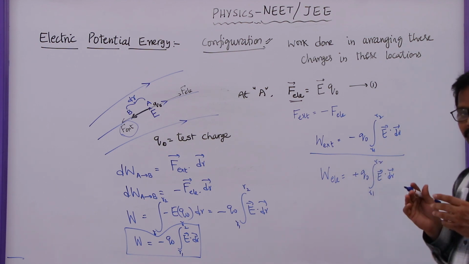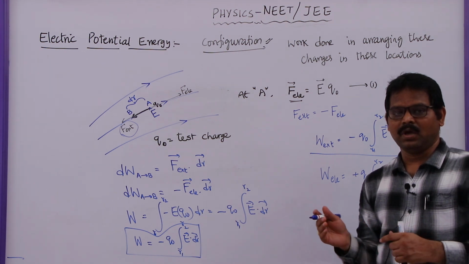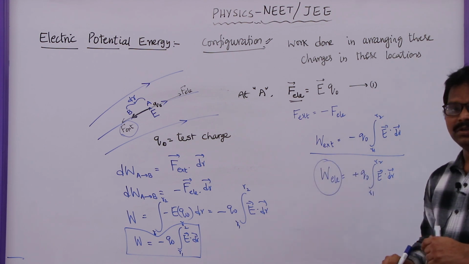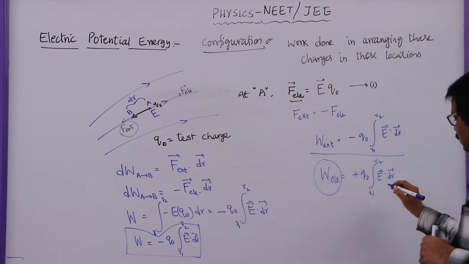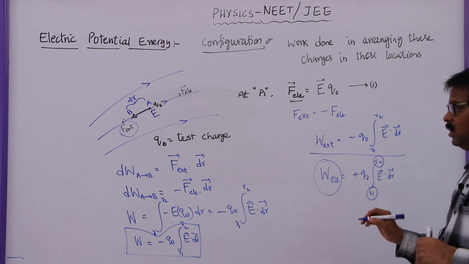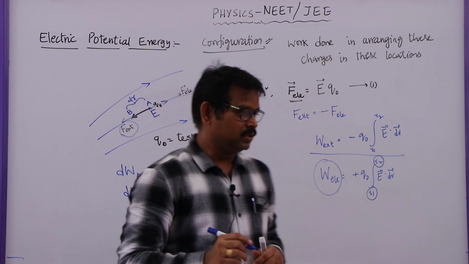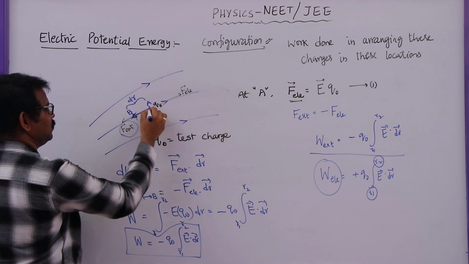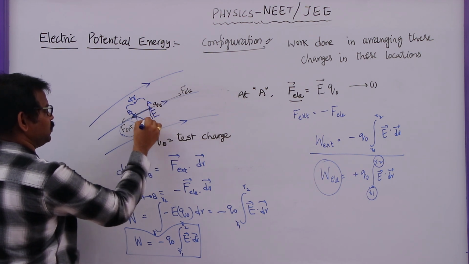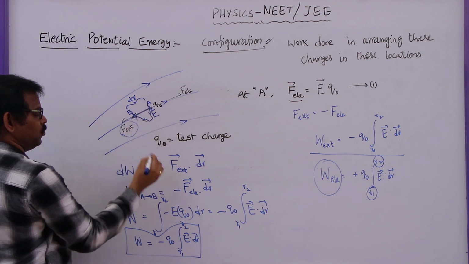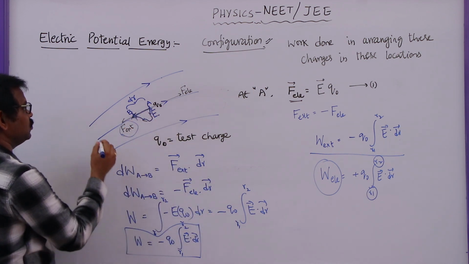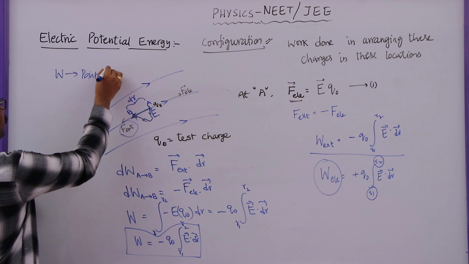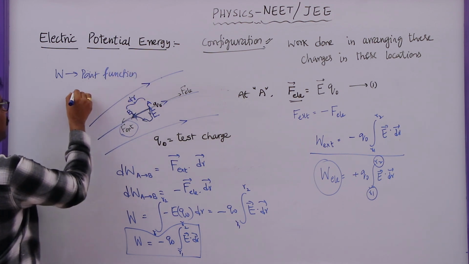So that means work done by external force is always equal and opposite to the work done by the electric force. And if you see this equation, work done is a point function. That means it always depends upon the initial and final positions of this body, but not the path followed. That means in this case, if you want to move the charge from A to B in this direction, or from here to here, or along this path, even though the path has changed, it only depends upon the initial and final positions. So work is a point function, and it is not a path function.